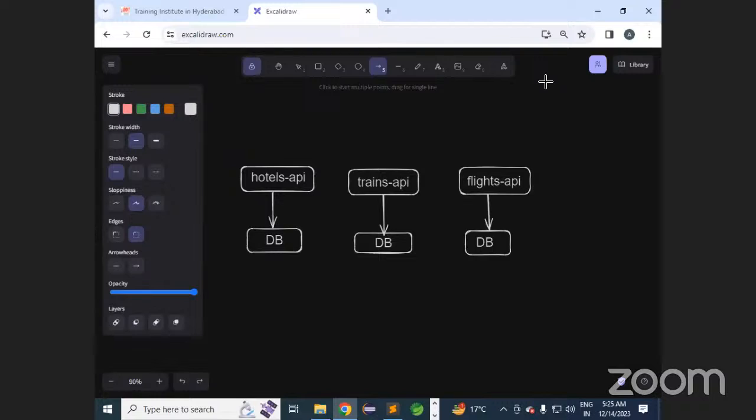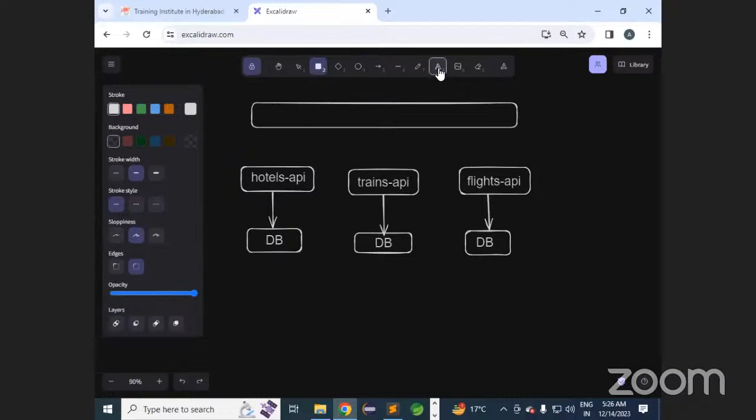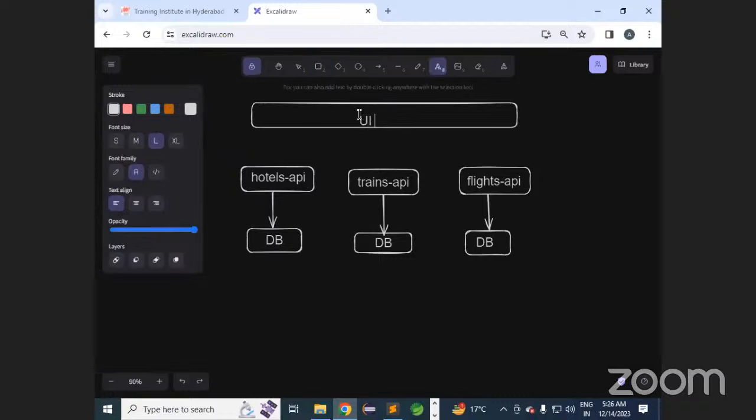Now, for all these backend applications, depending on the requirement, all three backend applications can communicate with a single database, or they can communicate with three different databases also. What about the front end? The front end application will be developed separately. That is called our UI application. The UI application will be developed by using Angular or React.